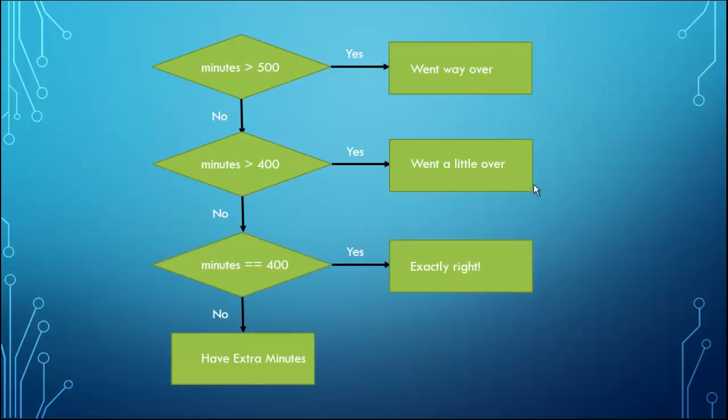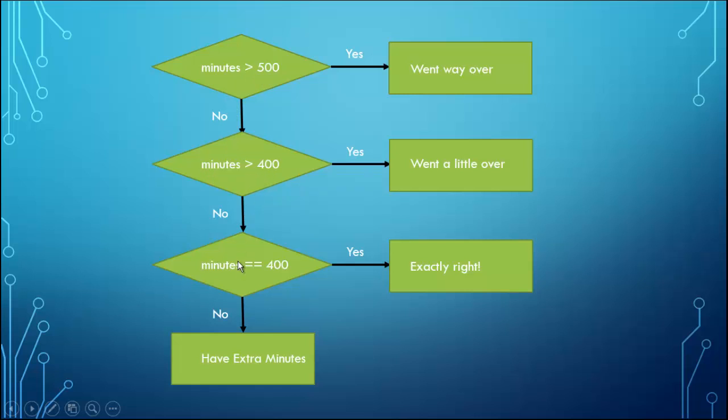You could picture we could kind of create a flowchart that looks like this. First, we ask, did they use more than 500 minutes? If they did, then we're done with this section of code. We display they went way over, and then we continue running the rest of the code. But if they didn't use more than 500, then we ask another question. Did they use more than 400? If they did, we display a message.